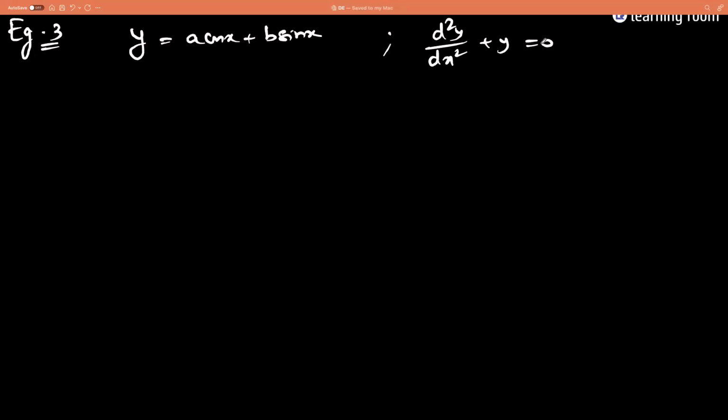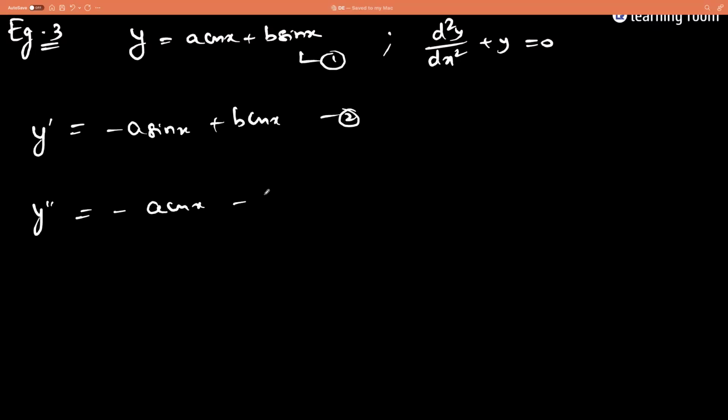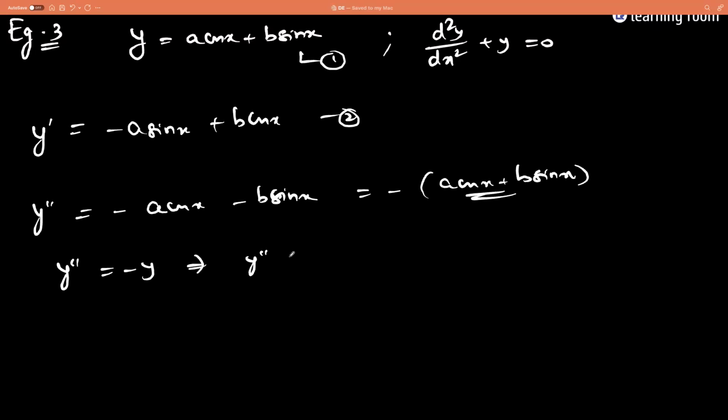How to solve this? How many times to differentiate? So always take the question as 1. Y dash is equal to how much? Minus a sin x plus b cos x. Let this be 2. What is y double dash? Minus a cos x. So if I take the minus out, a cos x plus b sin x. What will this be? Y. So y double dash is equal to minus y, which implies y double dash plus y is equal to 0.